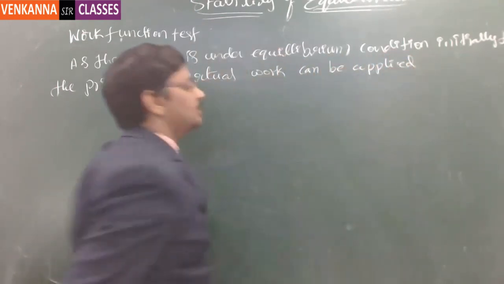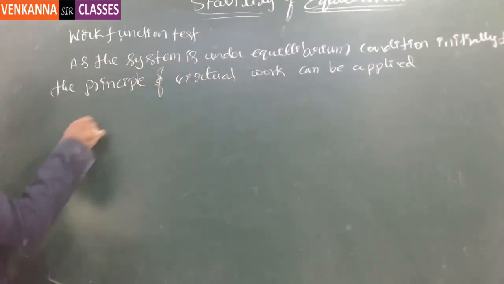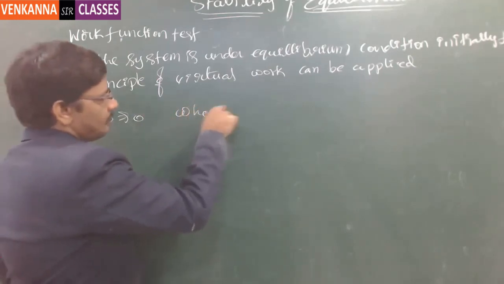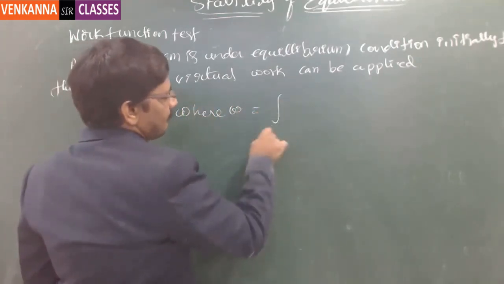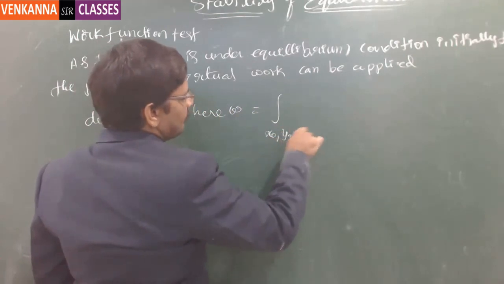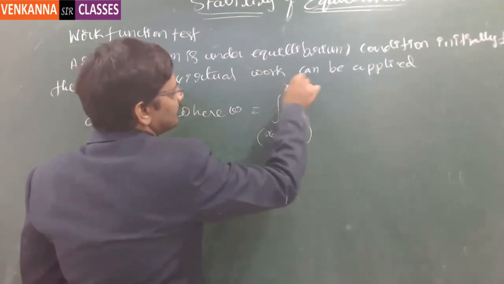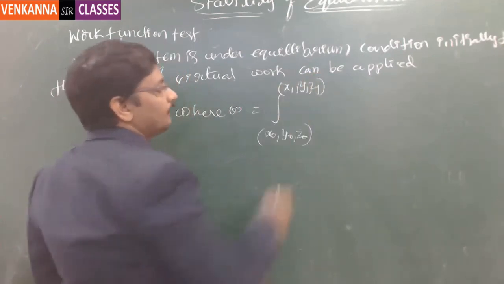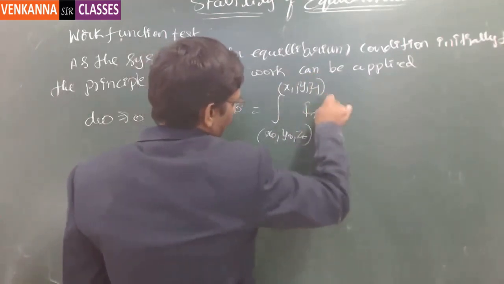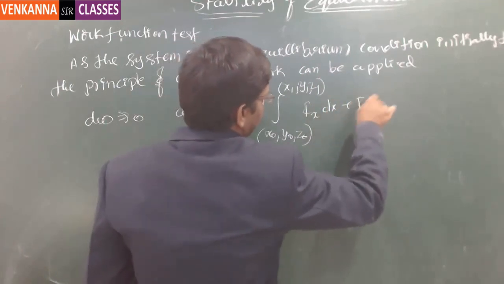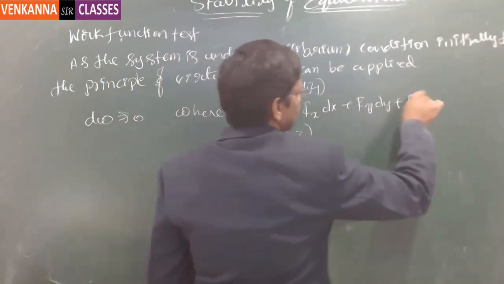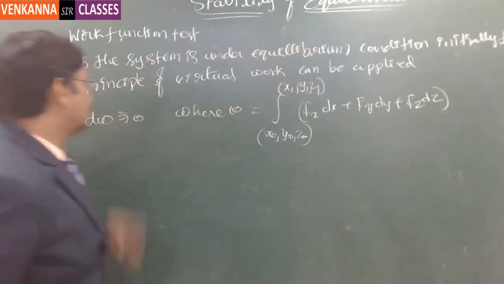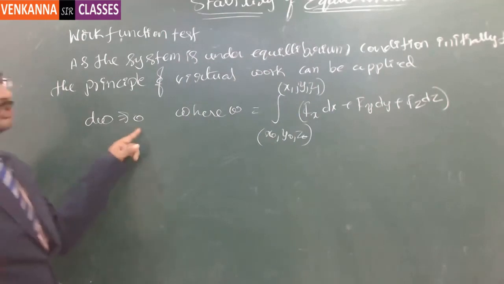So if you apply the principle of virtual work, then dW is equal to 0, where W is equal to the integral from initial position to the final position (x1, y1, z1) of fx dx plus fy dy plus fz dz. So this is the work function. Now this work function says that dW is equal to 0.